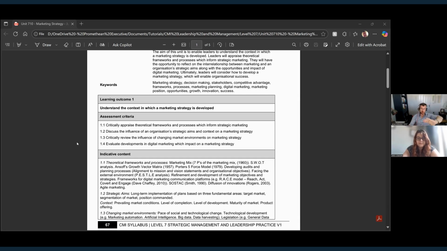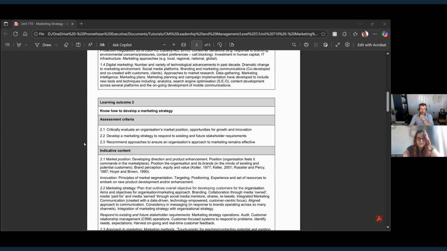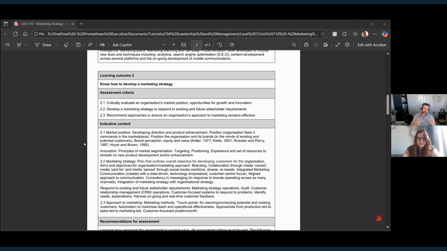So that's a good way to lay out our first foray into this assignment here. As we move into the second learning outcome now, we're asked to know how to develop a marketing strategy. This is to do with 2.1. So this is to critically evaluate an organization's market position, opportunities for growth and innovation. I always think of the Ansoff Matrix every time I see this.